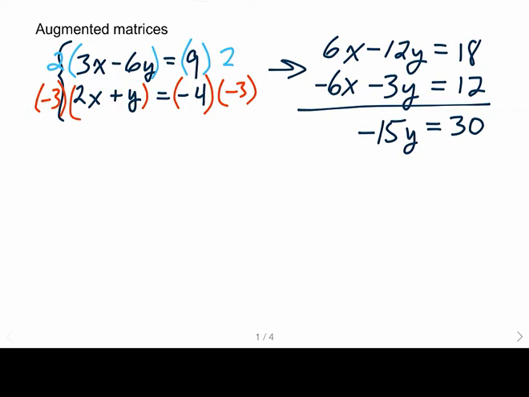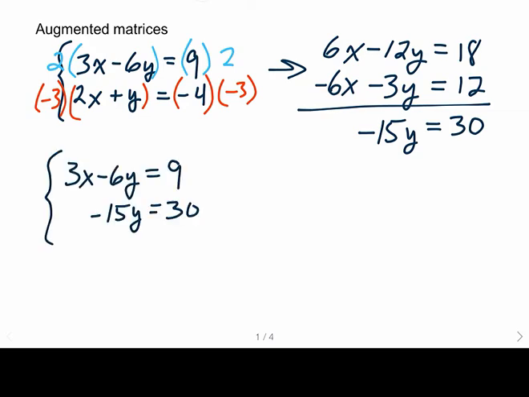Before I go ahead and solve this, I want to set this up in a slightly different structure than we've seen before. So I'm going to rewrite the system, replacing the second equation with this one we just came up with. Our system now becomes 3x minus 6y equals 9, and then negative 15y equals 30. Dividing both sides of the second equation by negative 15 is going to give me that y is negative 2. Might as well go ahead and do that. Let me rewrite what we have. And now we have this new system, 3x minus 6y equals 9, and y equals negative 2.